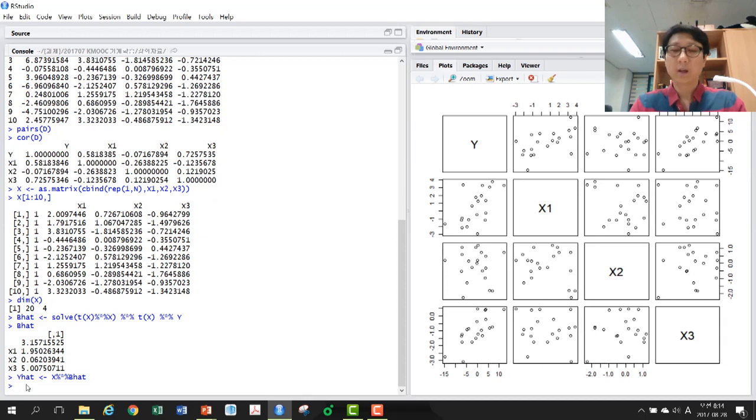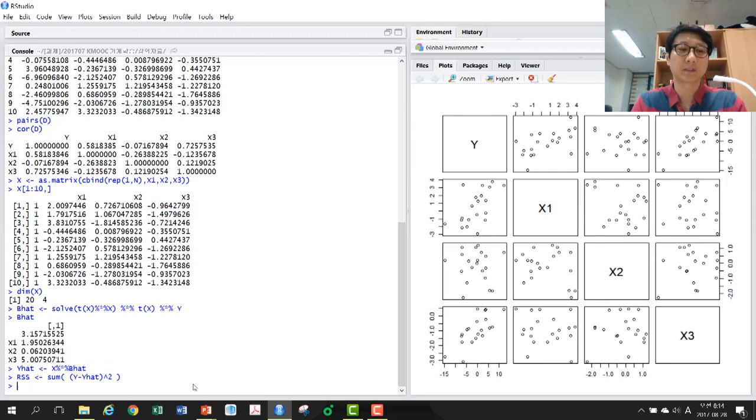Here, RSS is the residual sum of squares, which is the sum of the residuals, meaning the errors between the observed y value and the estimated y value y hat, and the sum of their squares. This is RSS.